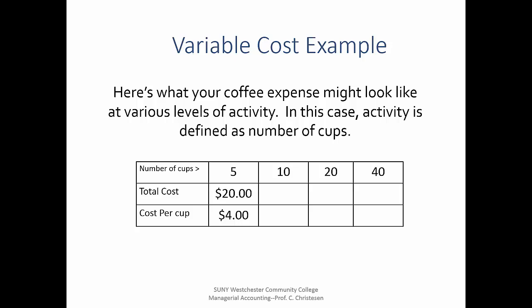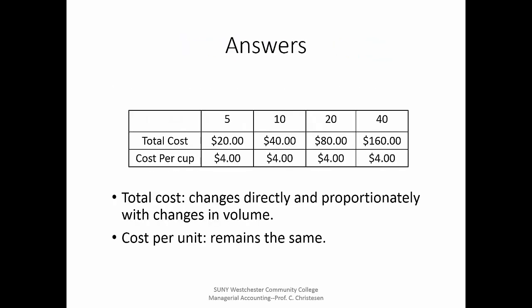So on your handout, here's what coffee expense might look like at various levels of activity. In this case, activity is defined as the number of cups. We are assuming that a cup of coffee costs exactly $4. Take a minute to pause the video and fill in the rest of the costs. Here's what you should have for your answers.